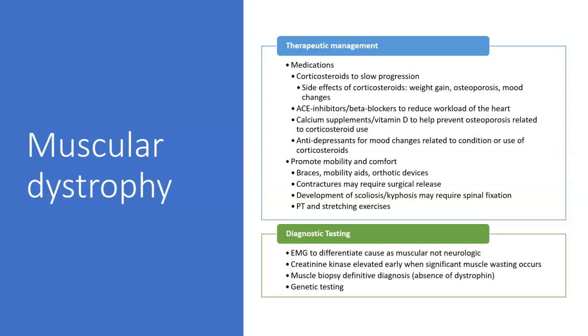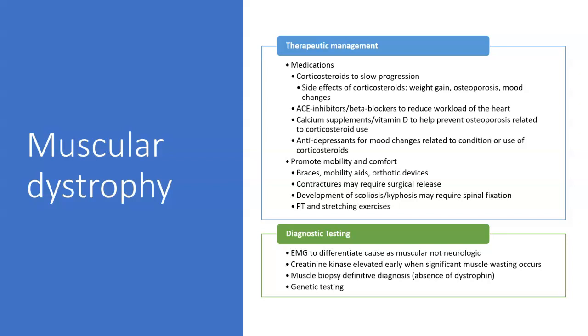ACE inhibitors or beta blockers may be used to help reduce the workload of the heart, which is especially important later in the muscular dystrophy progression when we start seeing a lot of cardiac issues due to that weakness of the heart. Calcium supplements and vitamin D are given to help prevent osteoporosis that may be related to the corticosteroid use. And antidepressants may be needed for mood changes, either related to the condition because the patient has a chronic illness with a terminal diagnosis, or because of the use of corticosteroids altering the mood.